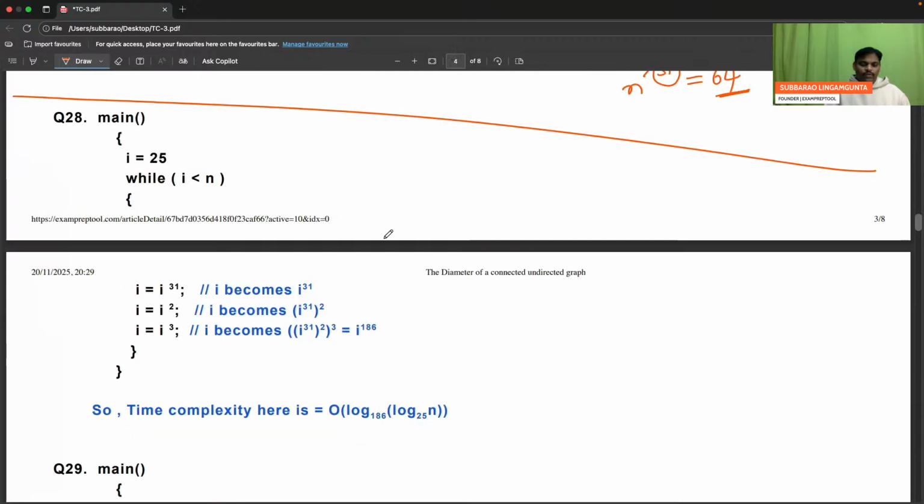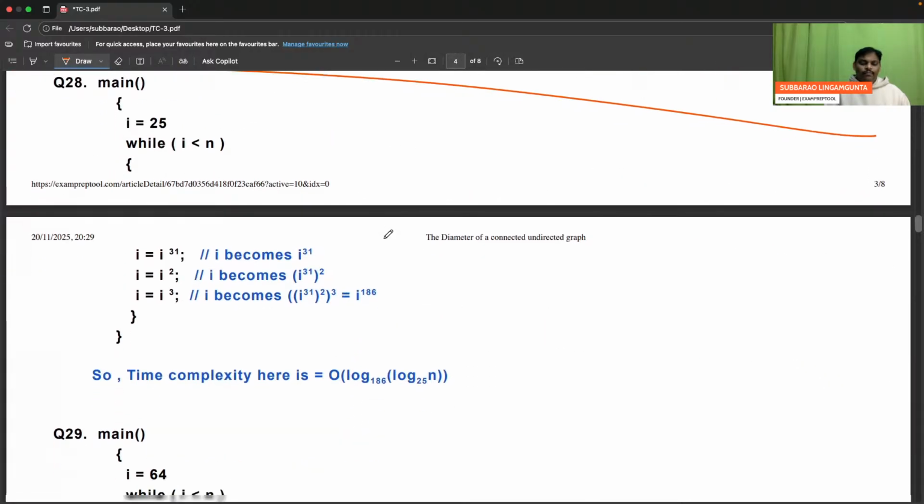Perfect. Go to question number 28. I think everyone observe. See this one. You are starting with small number, means inside the loop you have to increment. Increment means power. Understand? So first i power 31. Now whatever you have, to that whole square. Remember, a power m whole power n is a power mn. So multiply. It became i power 62.